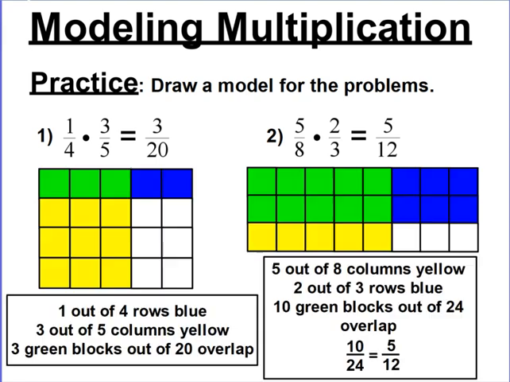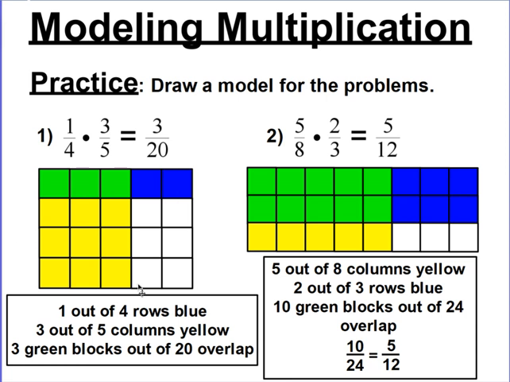Okay, here are the answers to the problems. What you'll notice in problem 1 is that there are 4 rows because 4 is the first denominator. And I colored in one of those rows in blue because 1 is the numerator. For the second fraction, I did 5 columns because that's the denominator, and I colored in 3 of those columns because that's the numerator. So count the number of blocks that overlap. 3 blocks overlap, yellow and blue make green.